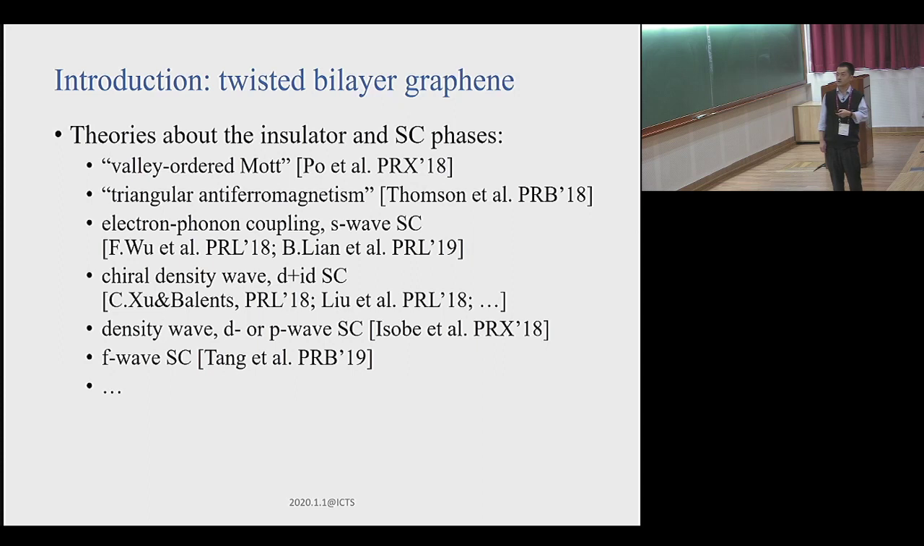They propose, okay, maybe it has a simple electron-phonon, simple s-wave superconductor, and more exotic states like, for example, Chern and valence. And some of my friends in China propose this is a d plus id chiral superconductor. And Liang Fu proposed this also as a density wave insulator and maybe a d-wave superconductor. And even some group in China, Fu-Chun Zhang's group, proposed this maybe even an f-wave superconductor.